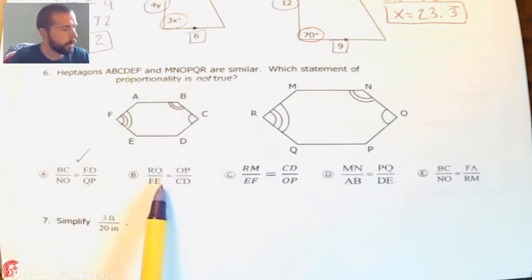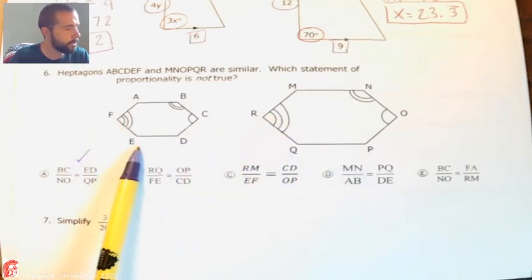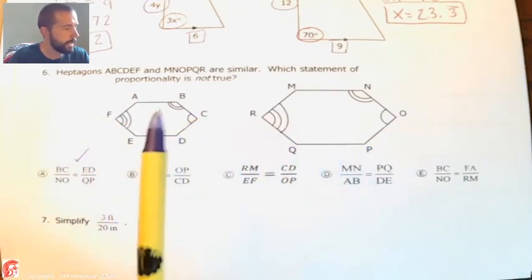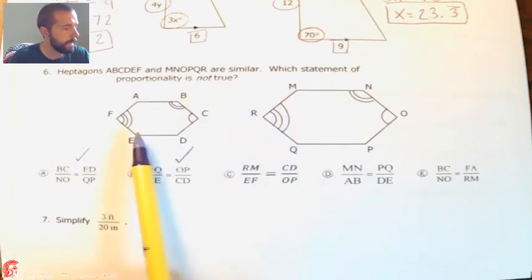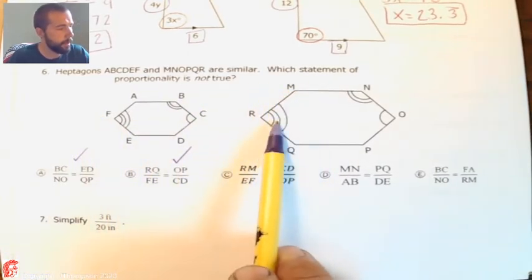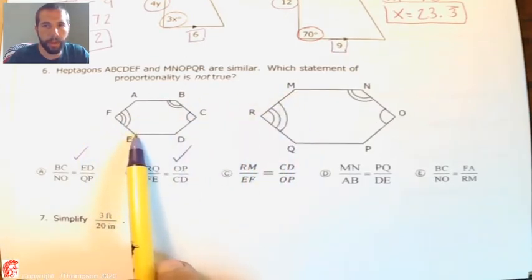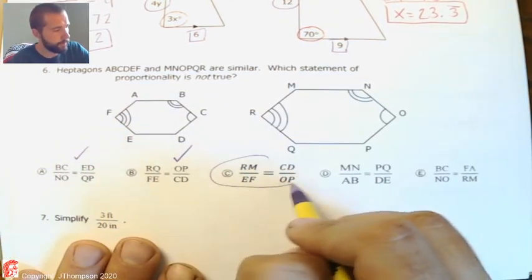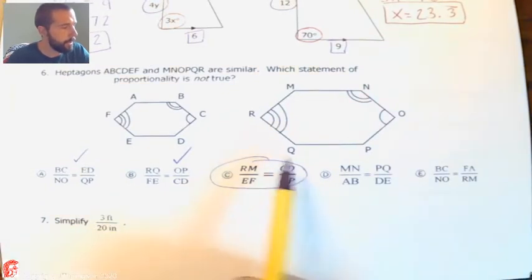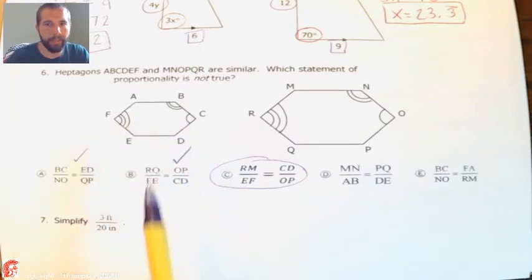All right, next one, RQ with FE. Let's see if that works. RQ goes with FE. Yep, that's true. And then OP over CD, that's also true. So everything matches. The next one, RM with EF. No, that's not true. RM goes from the 3 arc marks up to the top left. EF goes from the bottom left to the 3 arc marks. So this one here, that's not true. They don't match up. Even though CD matches with OP, RM doesn't match with EF.